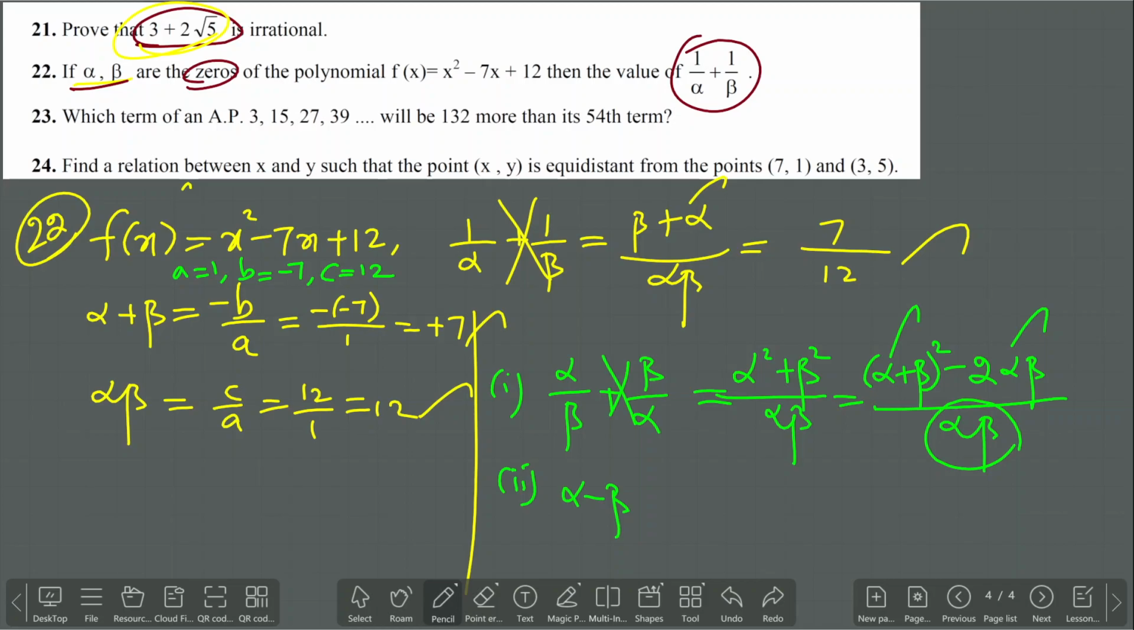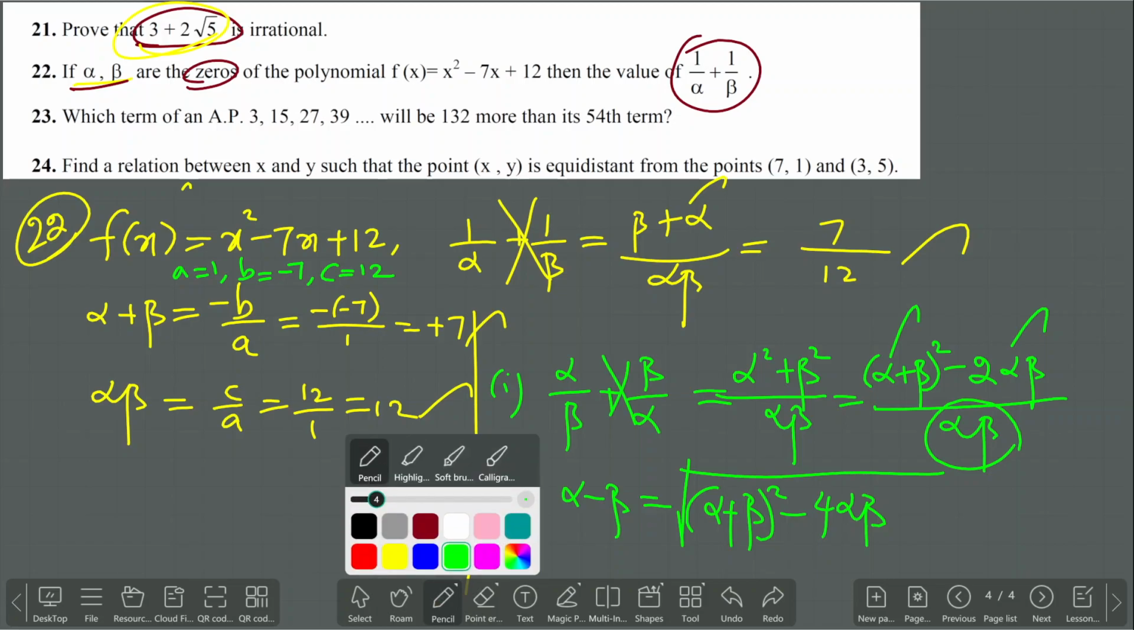Do you understand? And here what will you do? Square root of alpha plus beta whole square minus 4 times alpha into beta. This is the formula. I think in one of the exams they asked alpha minus beta, I think in an AC question, for you people they asked. Have you done this? Like this you have to go. This is the formula type. The same thing we can do by some other method also. What method, sir?